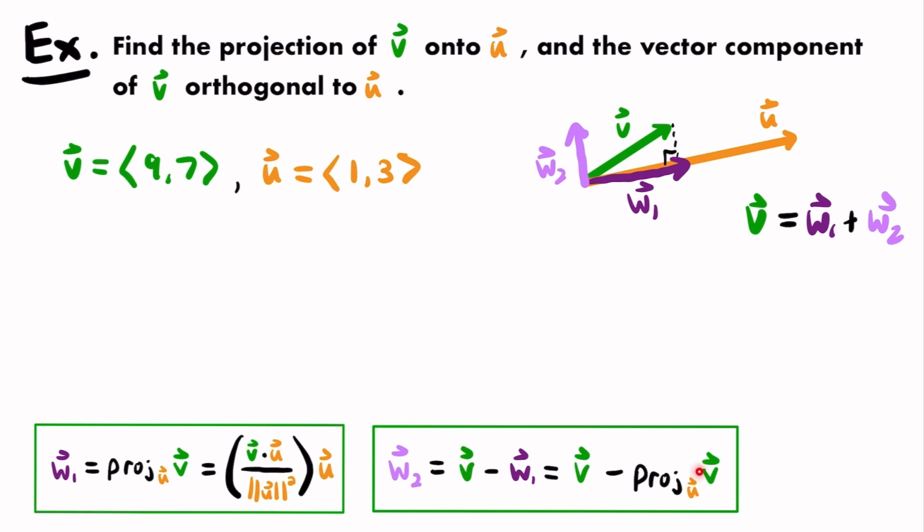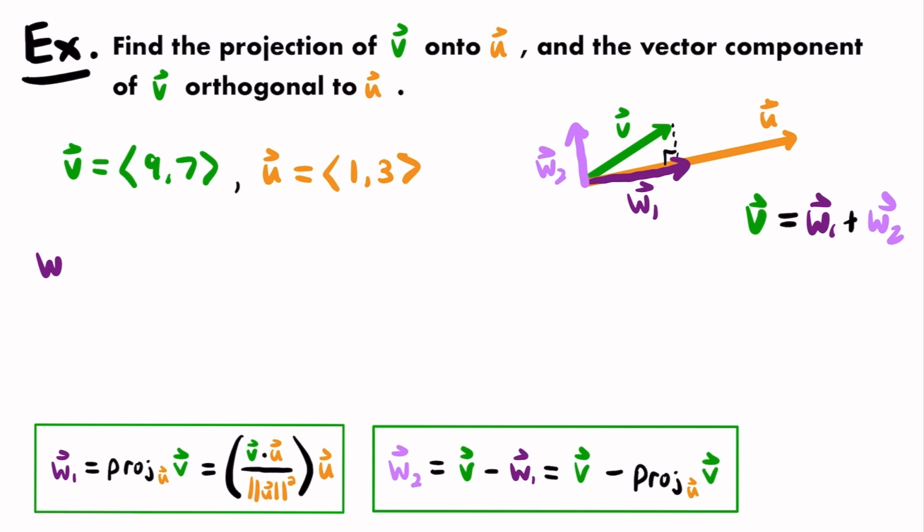It's important to notice in the actual formula for the projection of vector v onto vector u that vector v only appears once. Everything else is related to vector u, the vector that we are projecting onto. Recognizing that might help you remember this formula a little bit better. But anyway, let's use this formula to find the projection of vector v onto vector u.